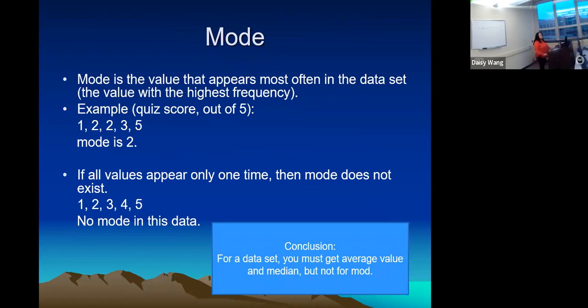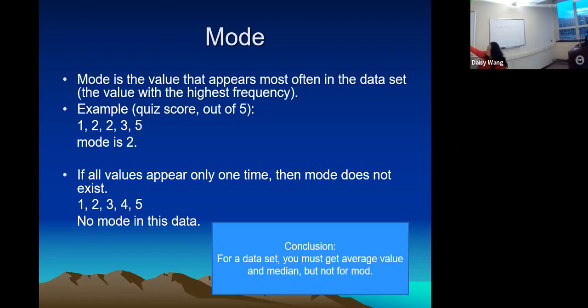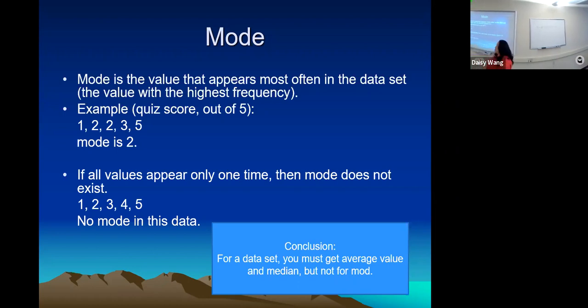And the mode is the number that shows up most often, the one with the highest frequency. In this example, 1, 2, 2, 3, 5, the mode is 2, right? It's the most frequent number. What about the median? What's the median in this case, 1, 2, 2, 3, 5?